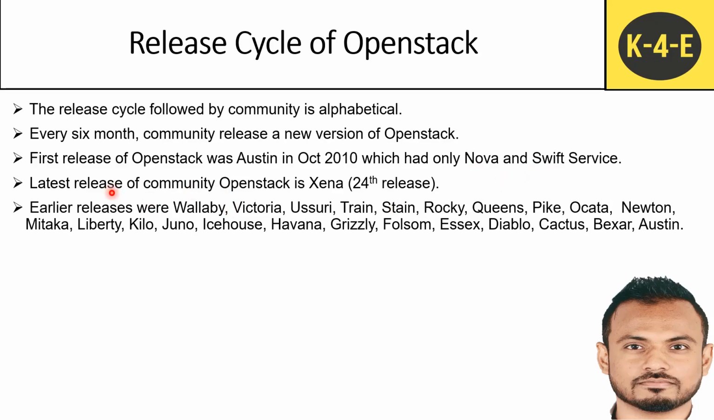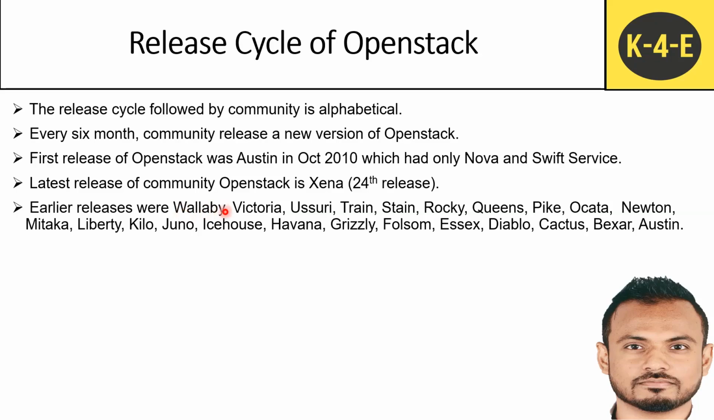The latest community release of OpenStack is Xena. If somebody asks you what the latest release of OpenStack is, you can first get clarity from that person whether they are asking about a community release or a customized one. Because the community one is Xena. This is the 24th release of OpenStack. So you can see that in the last 12 years, they have released 24 versions of OpenStack. And the earlier releases before Xena, let me tell you, what was that? Wallaby. I'm going in reverse order.